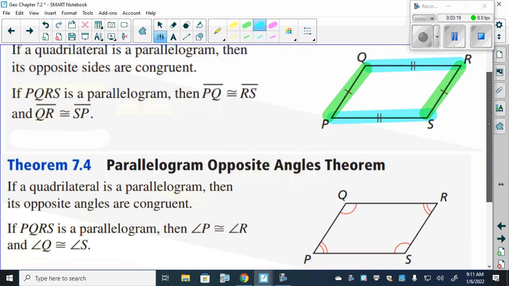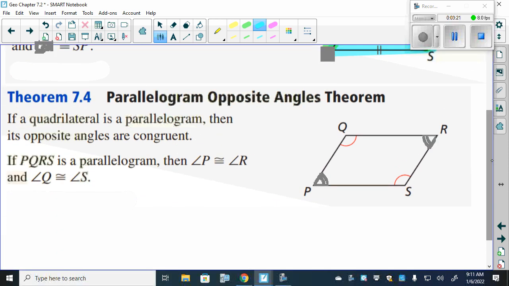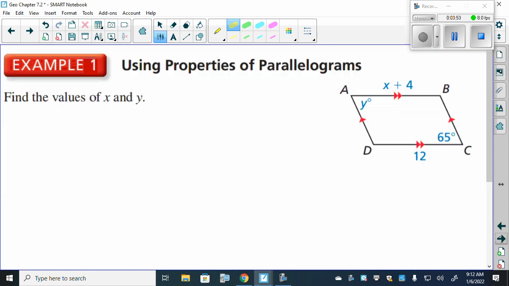It actually also works out that the opposite angles are congruent. So the second part of that: if it's a parallelogram, then the opposite angles are congruent to each other. So we can say that angle Q and angle S are congruent, as well as P and R. So if it is a parallelogram, the opposite sides are congruent to each other and the opposite angles are congruent to each other. Okay.